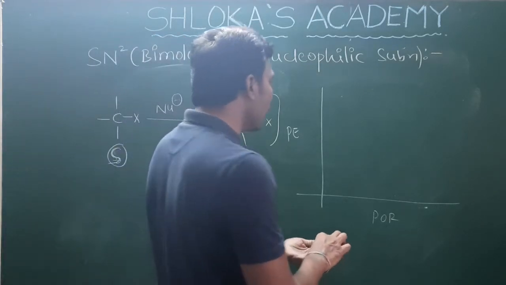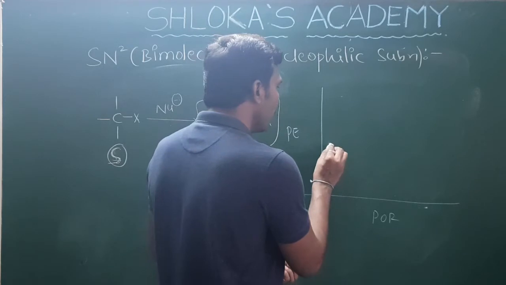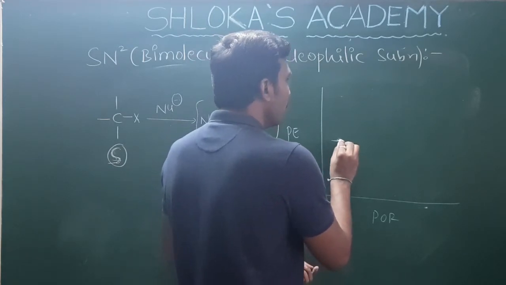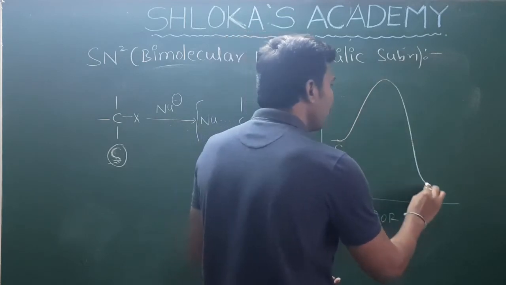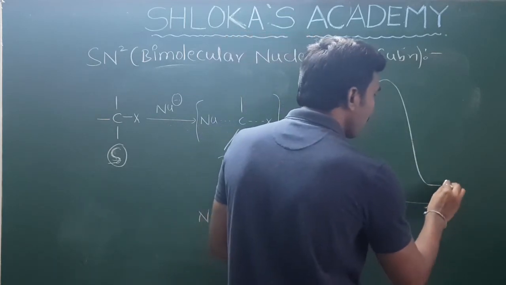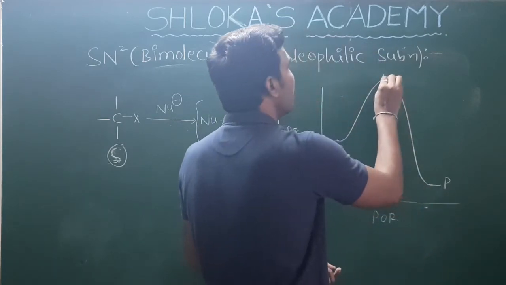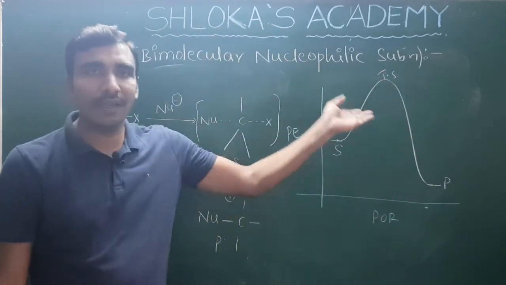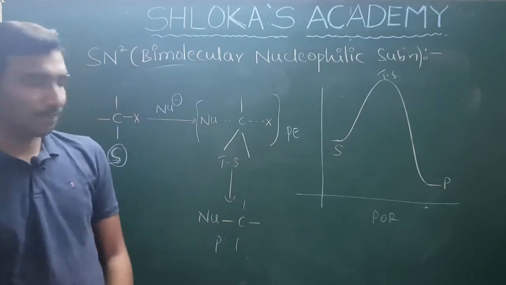So first I am taking this diagram. Here I am starting with the substrate, right here, and it is only taking place in one step. It is the product and it is the transition state. This is an energetics diagram for the SN2 mechanism.